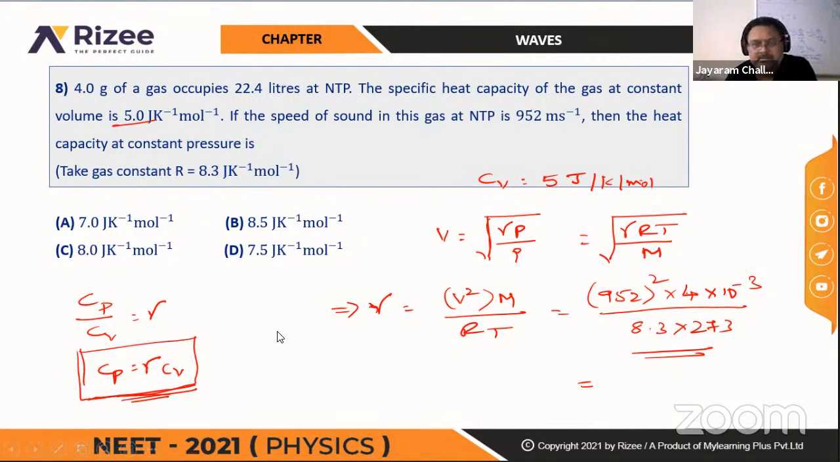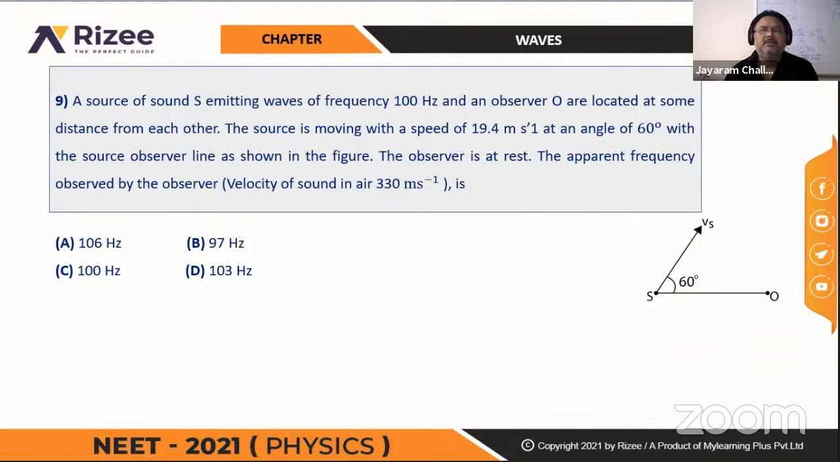Next one, please. A source of sound emitting waves of frequency 100 Hz and an observer O are located at some distance from each other. The source is moving with a speed of 19.4 meter per second. What is the condition? At an angle of 60 degrees with the source-observer line, as shown in the figure.